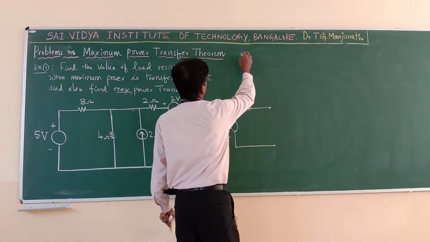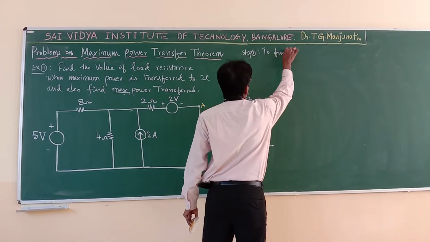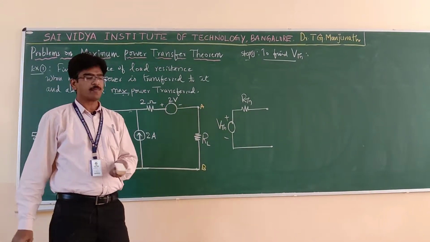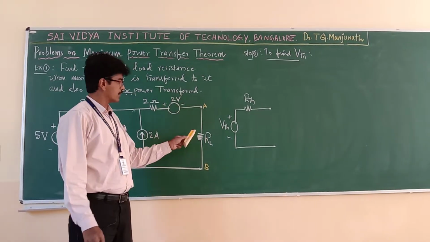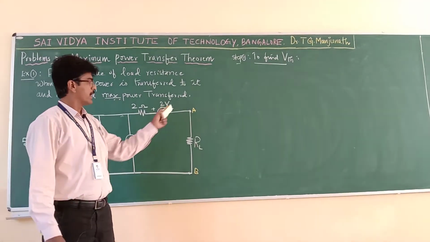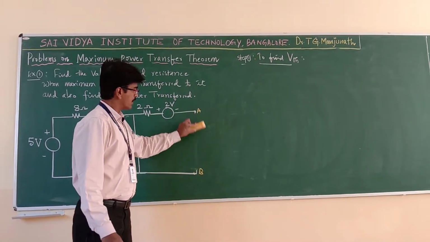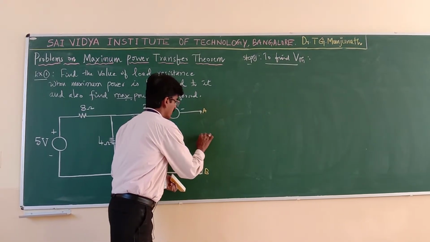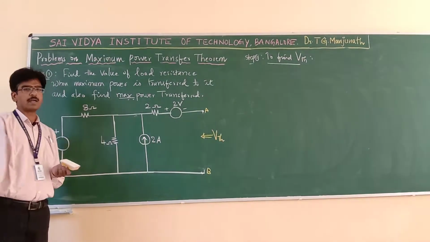Step 1, to find V Thevenin. What is V Thevenin? You know already, V Thevenin is nothing but the open circuit voltage across the load terminals. So, the load is given here. To find the open circuit voltage, what should I do? I should create the open circuit. To create the open circuit, I should remove this load. Let us remove the load, create the open circuit, and find this voltage between A and B, that is your V Thevenin.